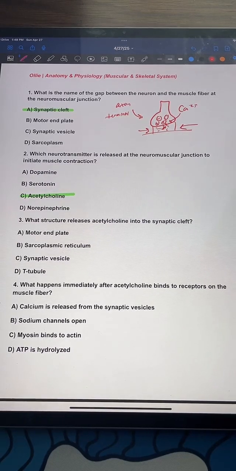Number 3, what structure releases acetylcholine into the synaptic cleft?